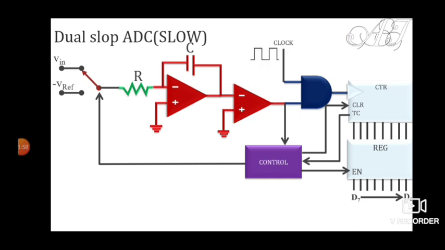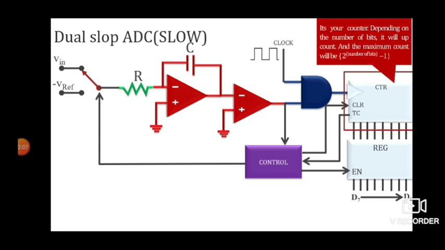Next is your clock. We will be providing this clock at one input of this NAND gate, and the output of the NAND gate is connected to the clock of the counter. Now this is the counter, and depending on the number of bits it will up count, and the maximum count will be 2 raised to power n minus 1.